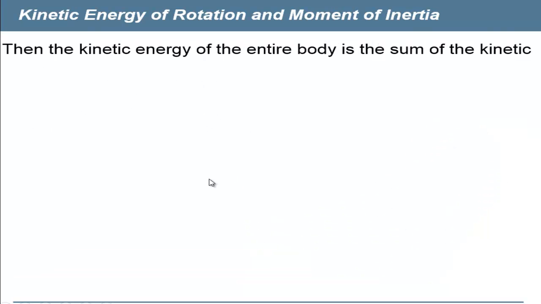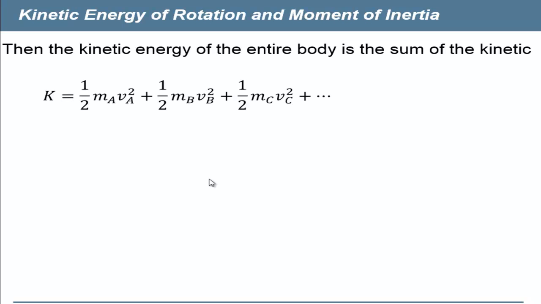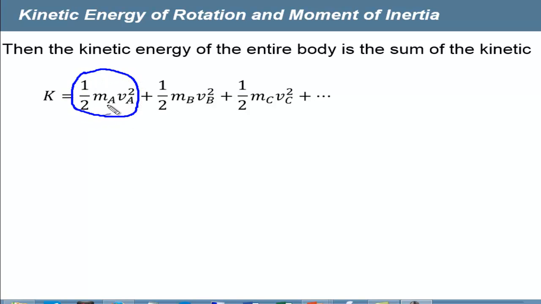If we wanted to find the kinetic energy of the entire body, then that would be the sum of all the kinetic energies of all the points, right? So I would say the kinetic energy is then 1/2 mass of point A VA squared, the kinetic energy for point A, plus the kinetic energy for point B, plus the kinetic energy for point C, etc., right?